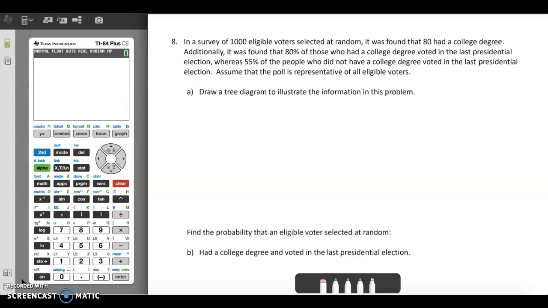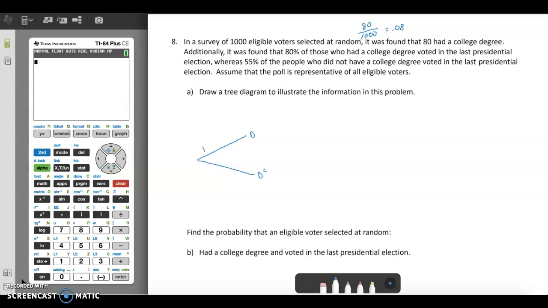So let's go ahead and draw our first branches. The first bit of information that we had about these people picked at random were that they either had a college degree or they didn't. So I'm going to label my first branches D for degree and D complement for not having a degree. And it says that 80 out of the 1,000 randomly chosen did have a college degree. So if you divide that out, that divides out to 0.08. And that becomes our probability of picking a random person and them having a college degree.